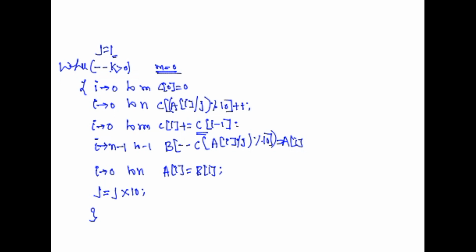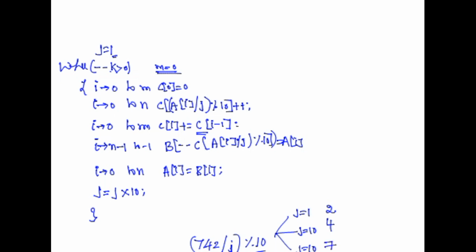Initially j will be 1, so when I divide 742 by j and take percentile 10, in the first iteration I divide by 1 and I get 2 here. In the next iteration j is going to be 10, so 742 divided by 10 gives 74, and percentile 10 gives 4. In the next iteration j is going to be 100. When I divide 742 by 100, I get 7, and percentile 10 again gives 7.